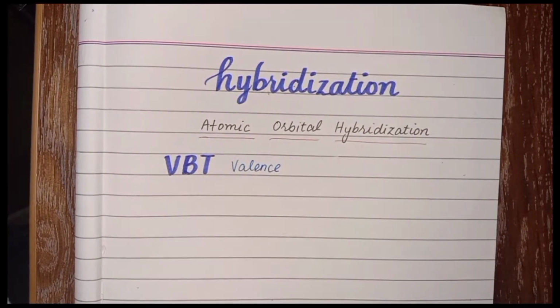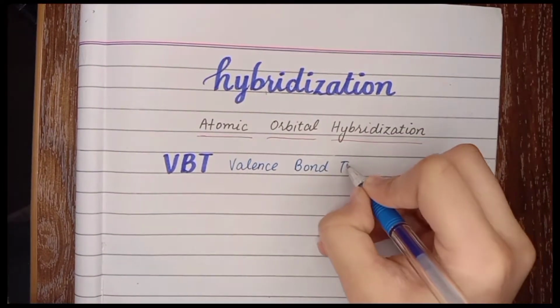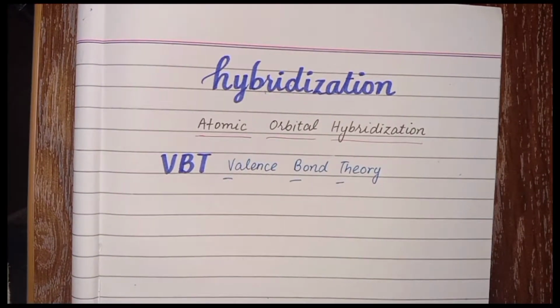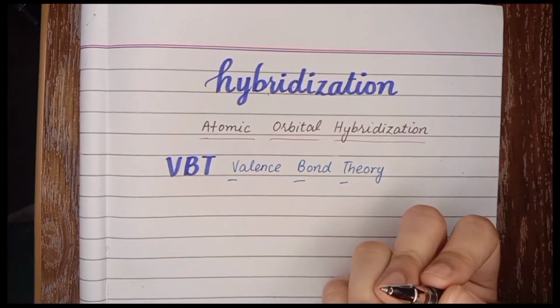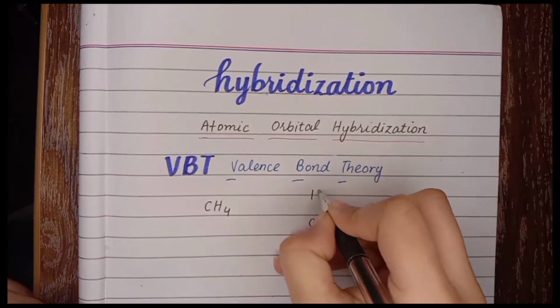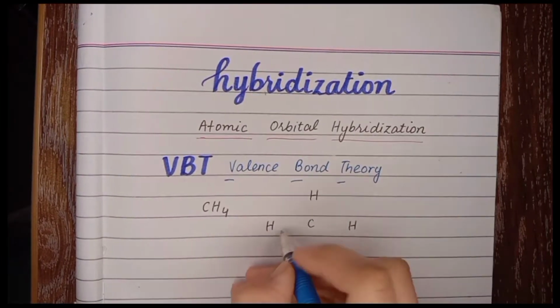According to VBT, the partially filled atomic orbitals overlap to form bonds, but the individual characters of atomic orbitals are retained. The greater the overlap, the stronger the bond. This was the Valence bond theory. But due to the limitations of valence bond theory, a new theory was required, and now we will see what the limitations of valence bond theory were.